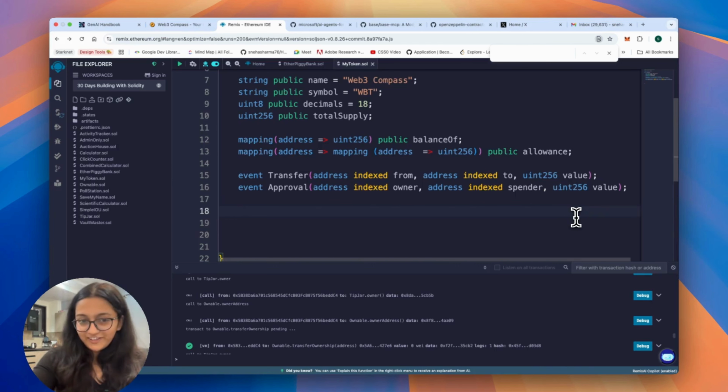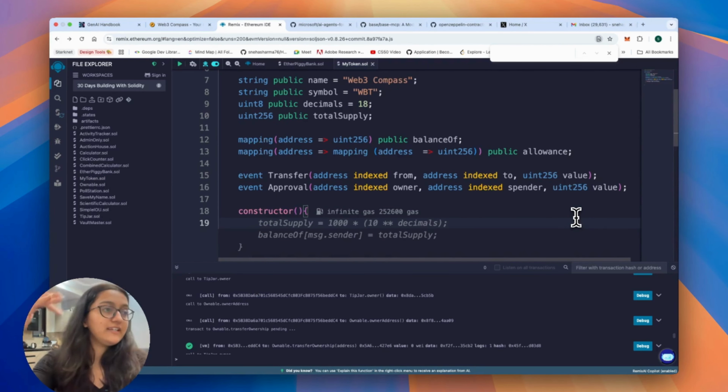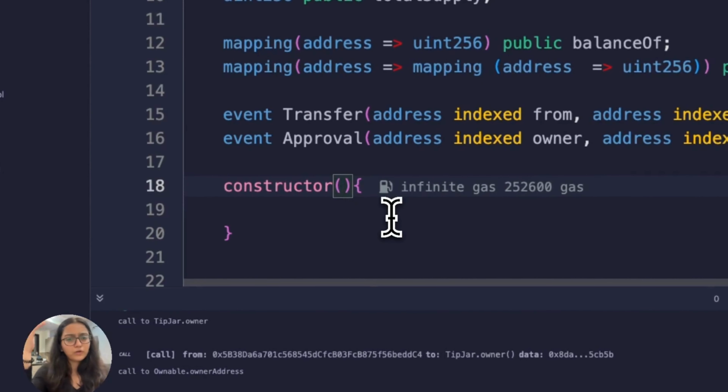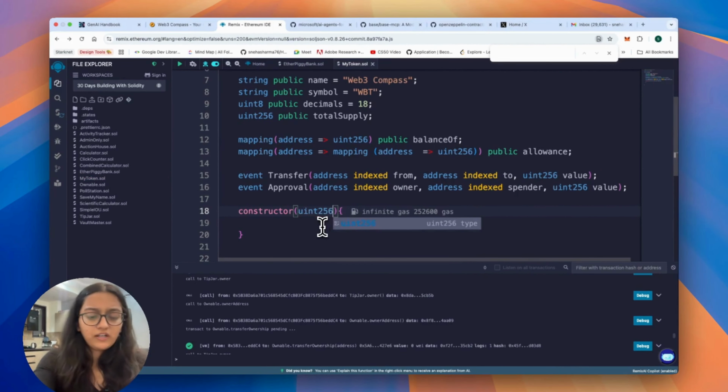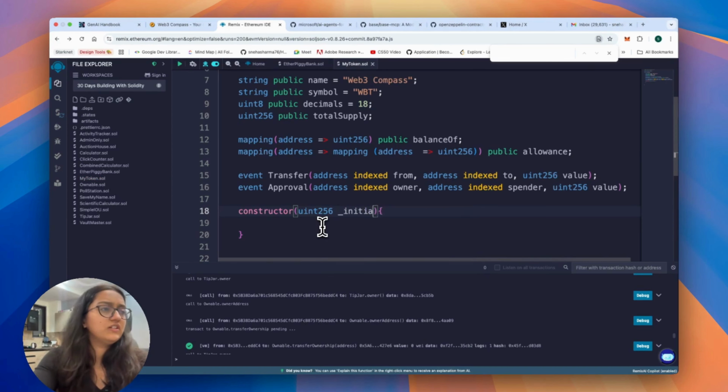Now it's time to write the constructor. Constructor would generally set the owner of the contract as message.sender, right? So this time, we have to set something else. We want to set the total supply instead of the owner because again, we are already doing an approve function for it. So I'll say, hey, you know what? Let's just set an initial supply. Okay.